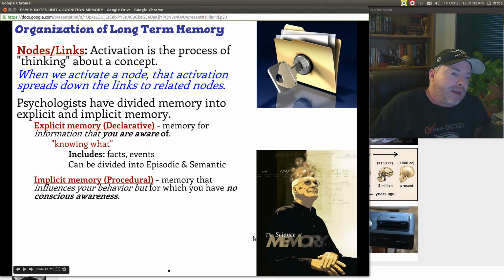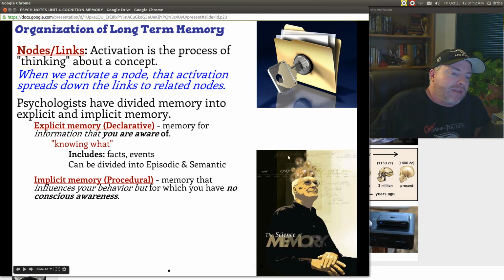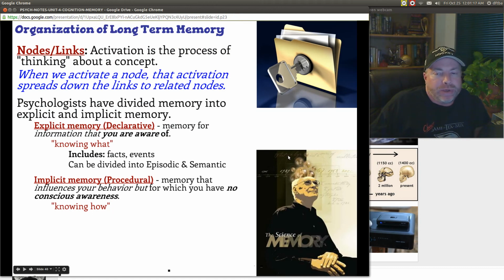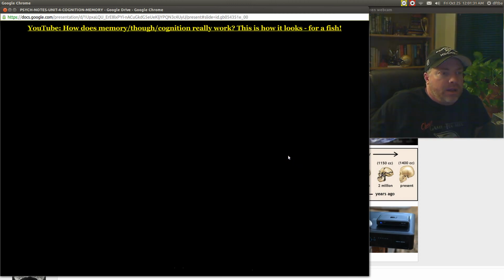An implicit memory is not facts and events, which are divided into episodic and semantic. It's not a knowing fact, but it's a memory that influences your behavior, but for which you have no conscious awareness of how you do this. It just does, whether it's walking, chewing gum, whatever. There are many more explicit memories that we work on than implicit. Okay, so it's something to consider.